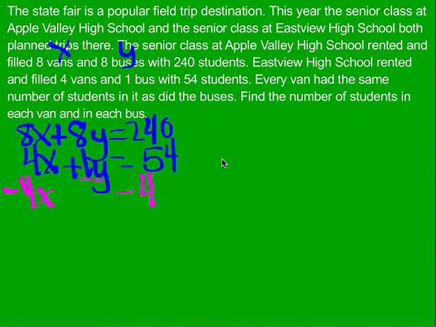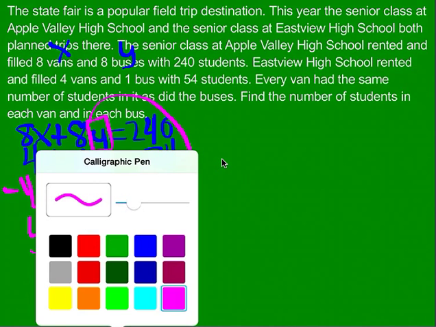So I'm going to subtract 4x from both sides. So I basically get y is equal to negative 4x plus 54. So that's what y is equal to. So I can go ahead and substitute that in for y up on top. So let's go ahead and do that and see what that looks like.